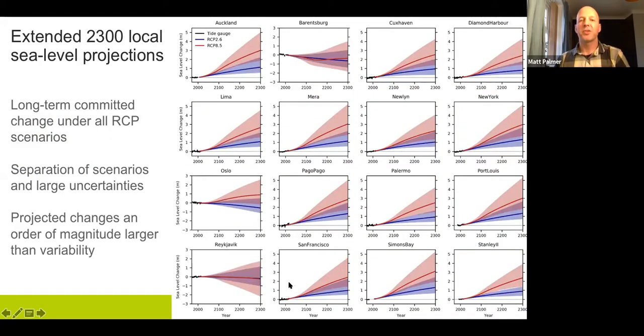So it's a similar plot to the one I showed before, but now we've extended the projections to 2300, and what becomes immediately apparent is that the change signals, as you might expect, are very, very much larger than the sea level variability as seen in the tide gauge records. We can see more of a separation among the two scenarios on these timescales, except for some special places where there are some interesting things going on, at Reykjavik and Barentsburg. So essentially what happens there is, because of the proximity to Greenland, you're actually getting a negative contribution from Greenland. And so that's tending to cancel out the contribution from Antarctica.